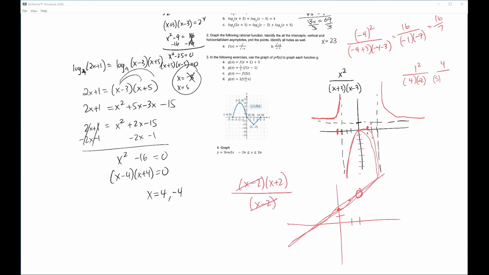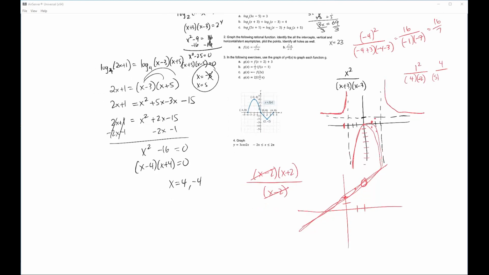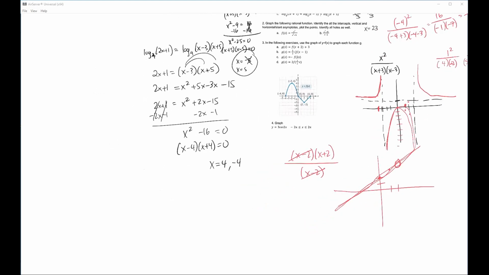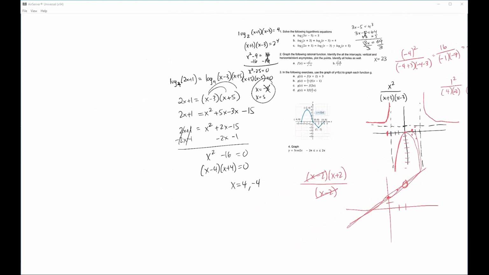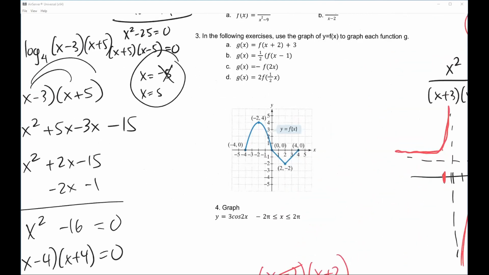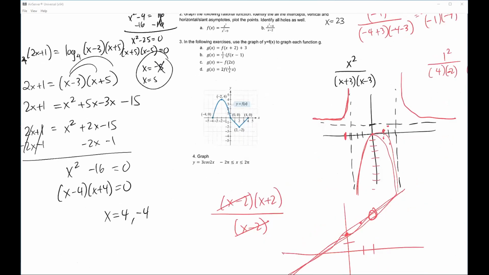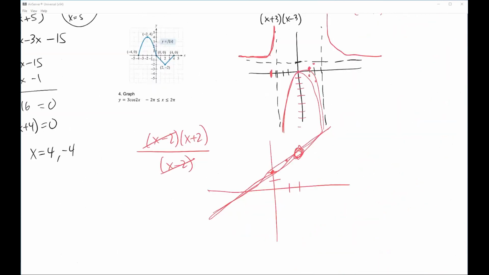Cool. All right. Number 3, we have pretty straightforward. I mean, you're just moving the graphs. Wait, the graph. Where's the hole again? The hole's at 2. Oh, okay. Yeah, 2, 3, yeah. Wherever the x value of 2 hits.